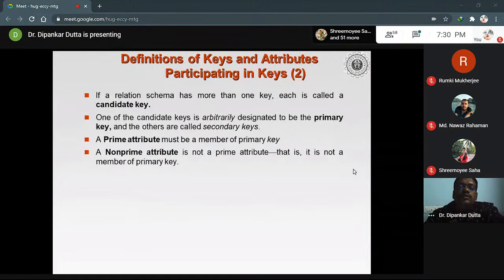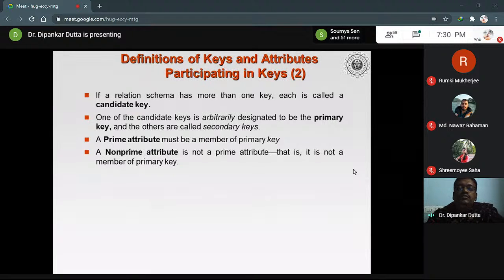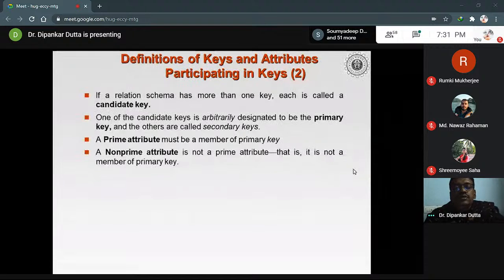Okay, now up to this point, I have discussed earlier the super key, candidate key and primary key. Now, these two are very important. What is a prime attribute and what is a non-prime attribute? A prime attribute must be a member of a primary key.